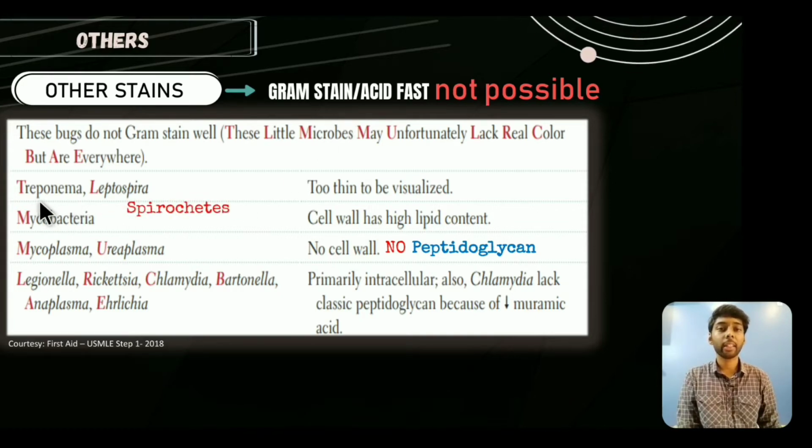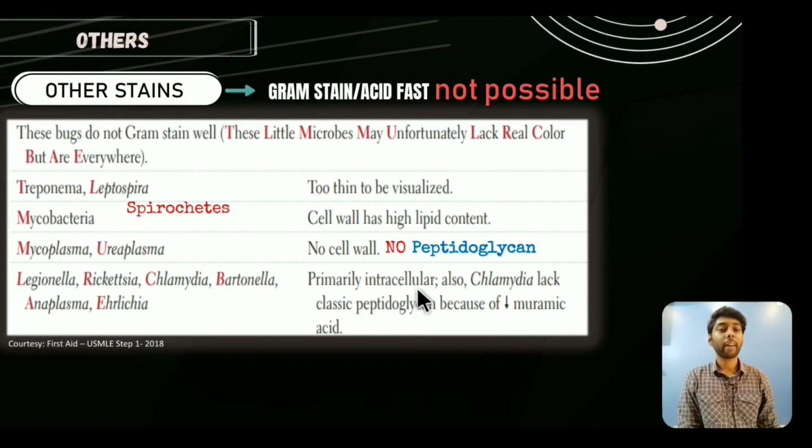Next up, we have the spirochetes, Treponema and Leptospira. They are actually too thin, so we cannot visualize them because they are too thin. So even if they take gram stain or acid-fast stain, we can't see them like the normal bacteria.